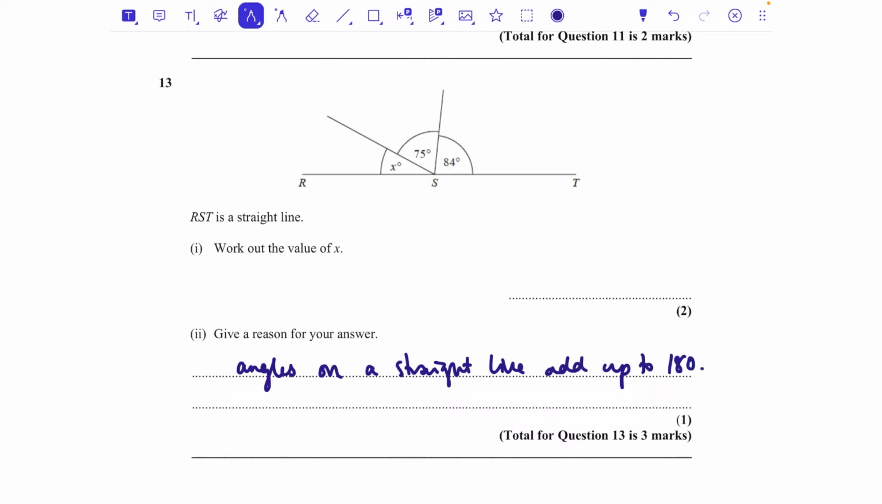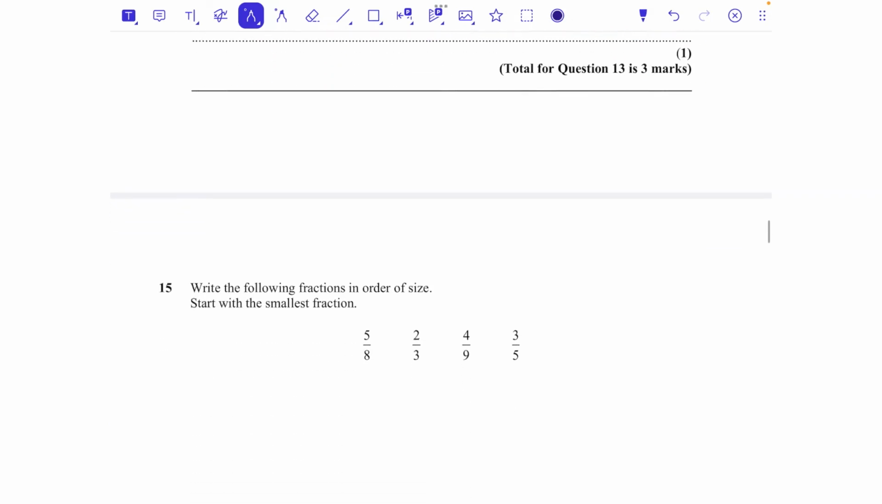So I'm going to add up what we've got so far, 75 add 84. That's 159, and then do 180, take away 159. If there's more on the floor, borrow from next door. 10 take 9 is 1, and 7 take 5 is 2. So 21 degrees is the missing angle here, and you can always just check that answer by doing 21, add 75, add 84, and check that it does add up to 180, and it does, so there we go. Angles on a straight line add up to 180 is our reason.